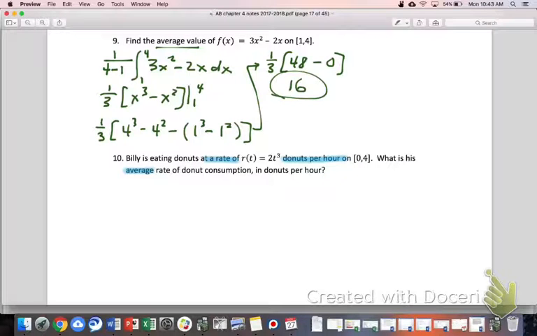So I would say the formula for this would be 1 over 4 minus 0 times the integral from 0 to 4 of 2t cubed dt. This will give us his average rate of donut consumption, or the average value of r of t. So again, I set this one up for you. If you would, please take a minute and see if you can evaluate this.